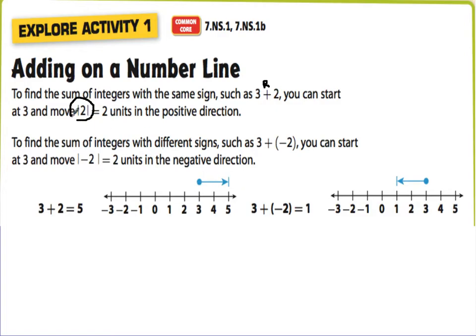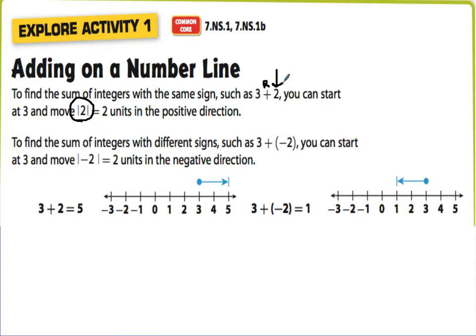Again, we always look at that absolute value. So no matter if this number is positive or negative, that number is going to tell us how many spaces we need to move. And then the negative or lack of a negative sign tells us which direction we have to move.